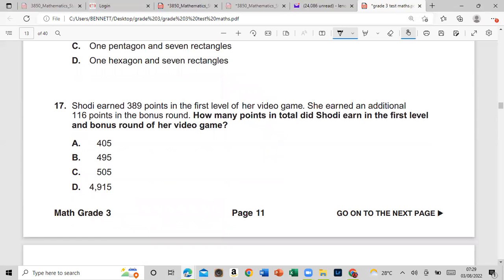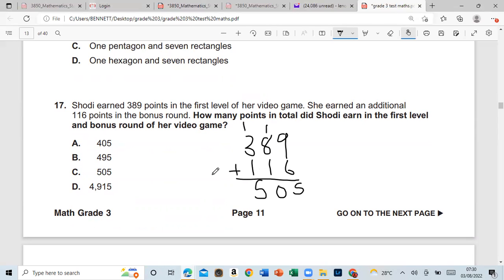17. Shadi earned 289 points in the first level of her video game. She earned an additional 116 points on the bonus round. How many points did she earn in all? So 289 plus 116. 5, carry 1. 8 and 1 is 9, plus 1 is 10, so that's 0, carry 1. So in all, it will be 505 points.